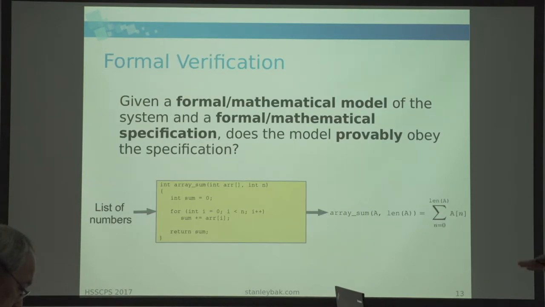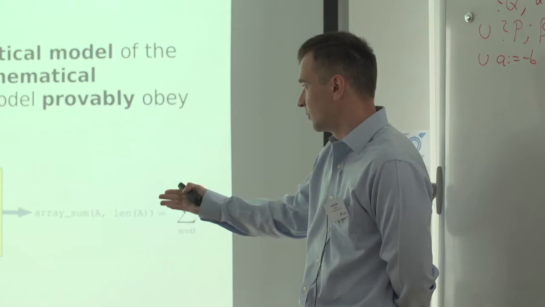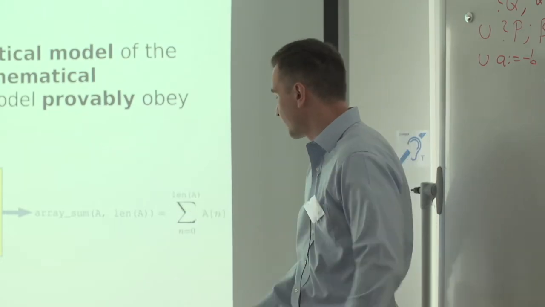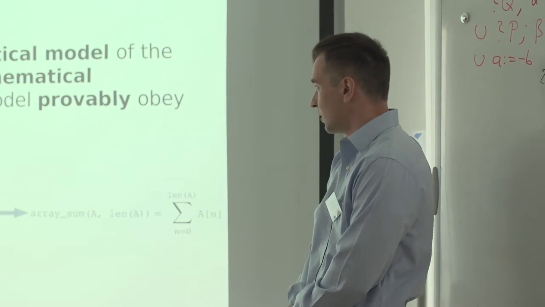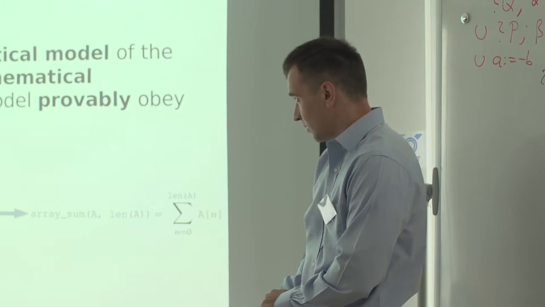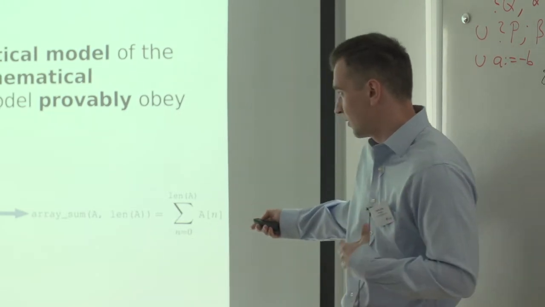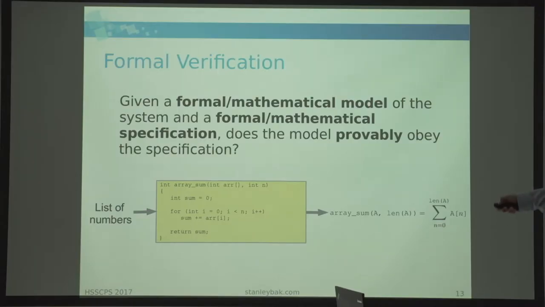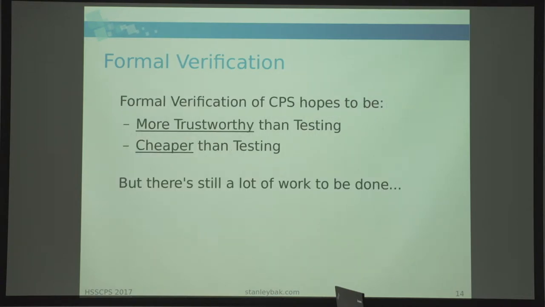In contrast, formal verification is a similar setup, but now, given a formal or mathematical model of your system and a formal or mathematical model of your specification, you want to know: does the model provably obey the specification? Now, this is a summing function. You have some code that describes how to sum numbers, and you have a mathematical description of what it means to be the sum of a list of numbers.